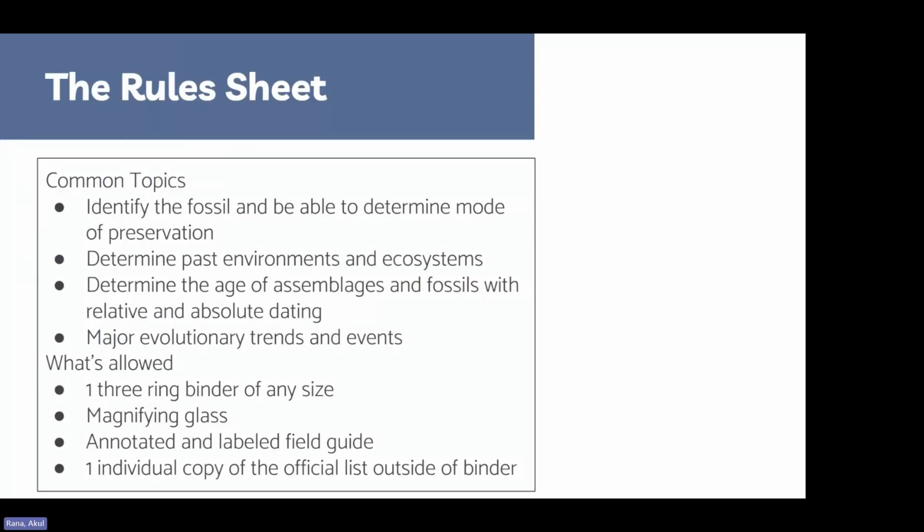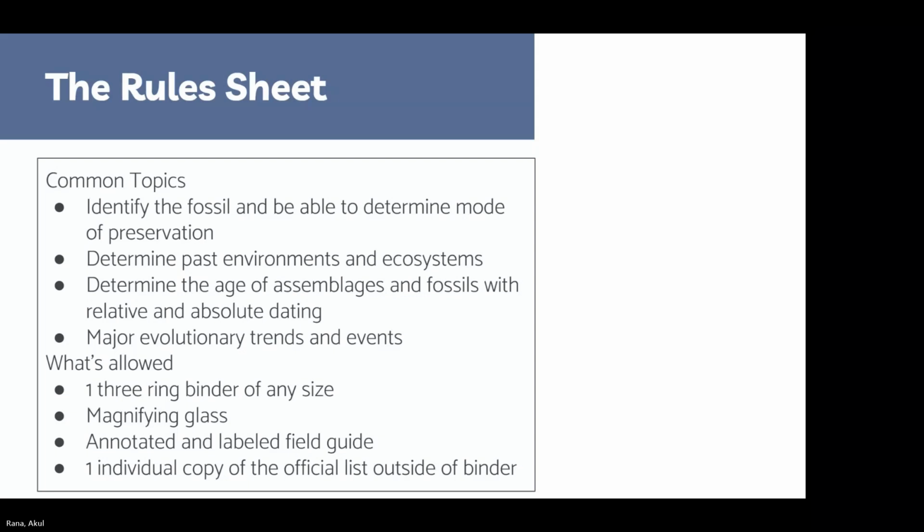So the rules. To start off, there are a couple of common topics that the rule sheet dictates. One of them is, of course, IDing fossils, which is part of the ID event. Additionally, there's stuff about past ecosystems and environments and how those fossils relate to them, and also the age within these ecosystems and of the fossils as a whole. So ways to determine that and how they fit together evolutionarily within the geological time history of Earth.